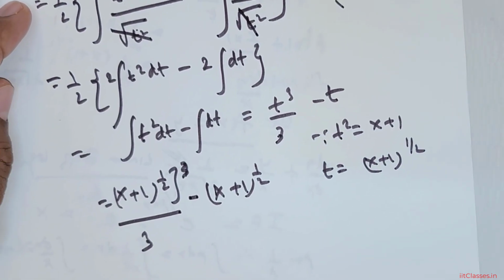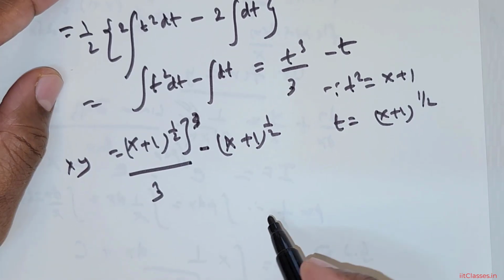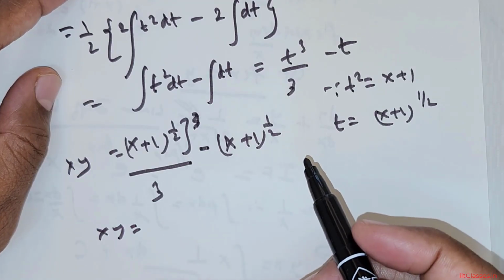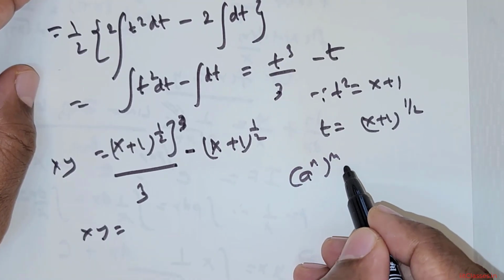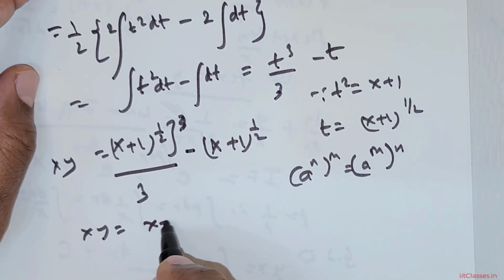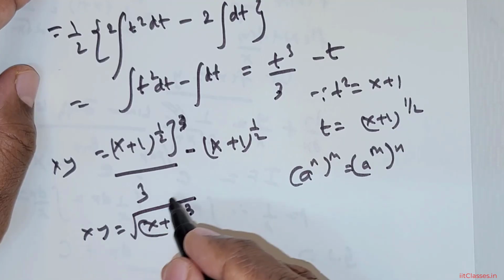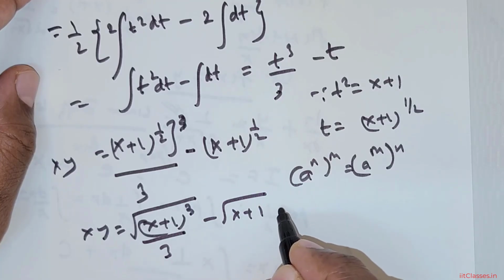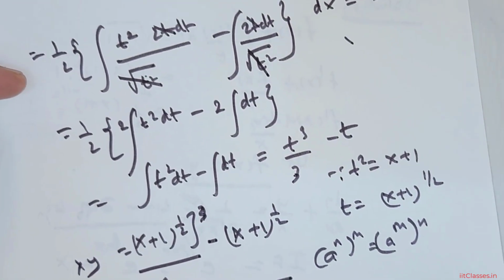So this is what you've got. On the left hand side you have got xy. So you can rewrite this as xy is equal to, now a raised to the power of n raised to the power of m is also rewritten as a raised to the power of m raised to the power of n. So you can bring (x+1) raised to the power of 3 inside and put the square root as a cover, divided by 3, and in this case you can just say root of x+1, plus the arbitrary constant c. But this is not all that is required.